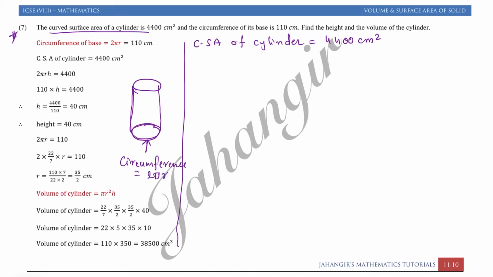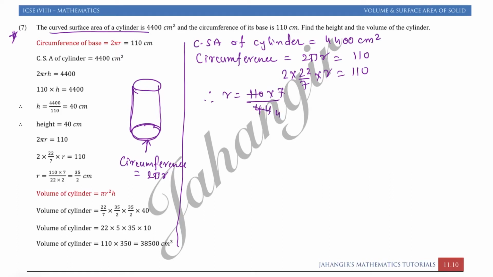The circumference formula is equal to 2 pi r, because circumference of a circle is 2 pi r. You had learned that. So circumference is equal to 2 pi r, that is equal to 110. If you just solve the circumference, 2 into 22 by 7 into r is equal to 110. So therefore we can get r is equal to 110 into 7 upon 44. 11 fours are 44, 11 tens are 110, 2 twos are 4, 2 fives are 10. So you will get r as 35 by 2, that is 17.5 centimeter.